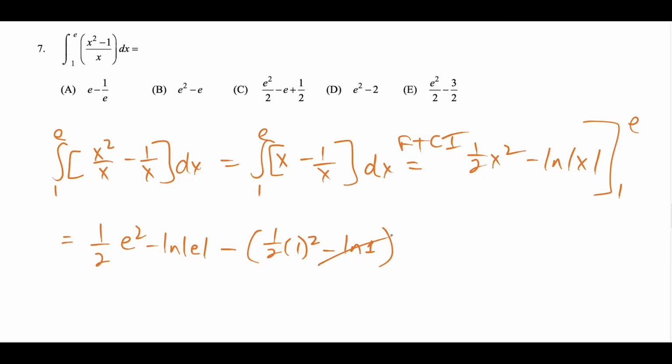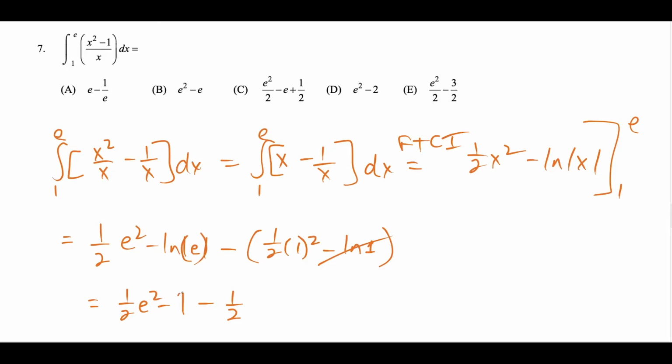Now natural log of 1 is 0, so this is going to cancel out. So what we have is 1/2 e squared minus absolute value of e is just e, and natural log of e is 1. And then we have minus, on the inside of the parentheses, 1/2 times 1 squared is 1/2.